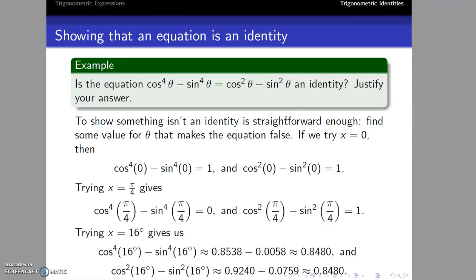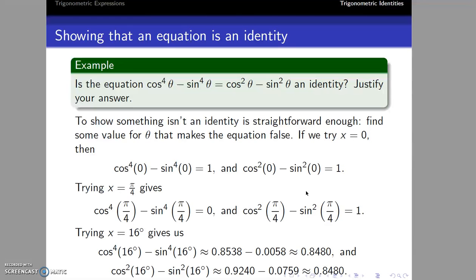So we try x equals 0 again. That did us pretty well last time. But actually I get each side equaling 1. That's because cosine is 1, sine is 0, so I raise that to the appropriate power and I'm going to have 1 on both sides. Okay, maybe we picked a bad one.